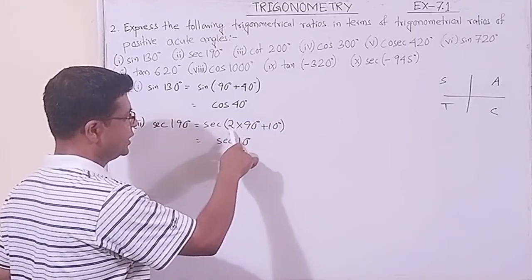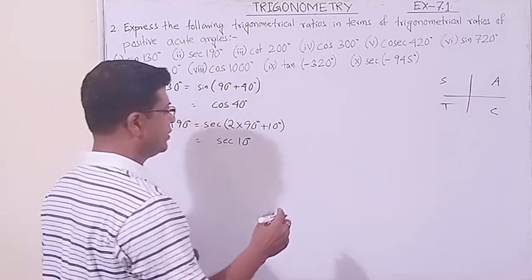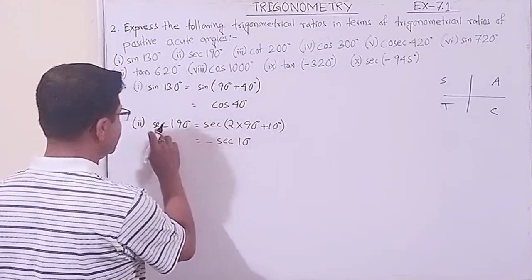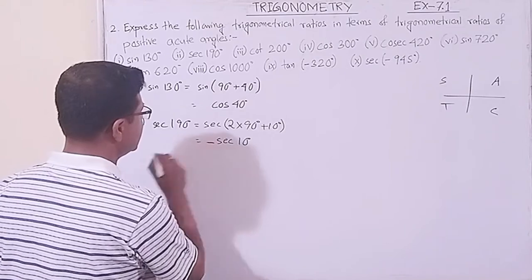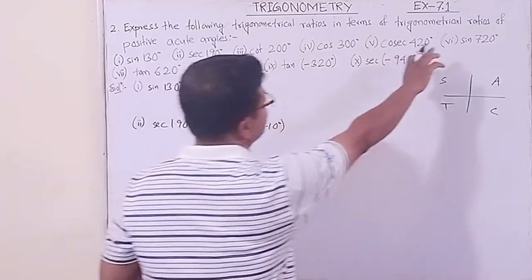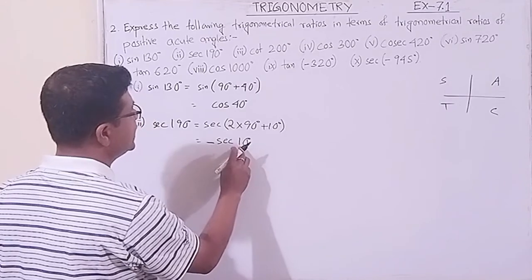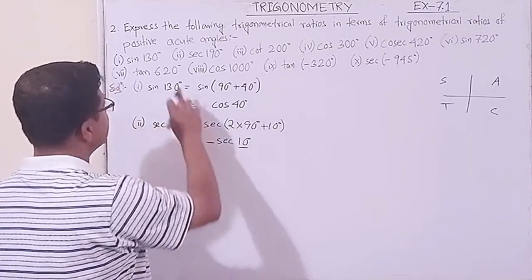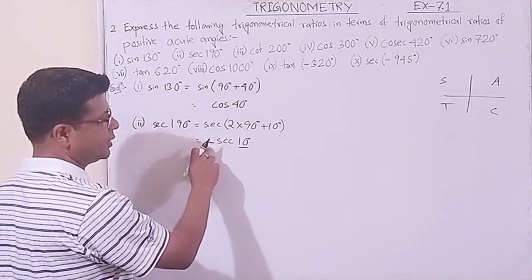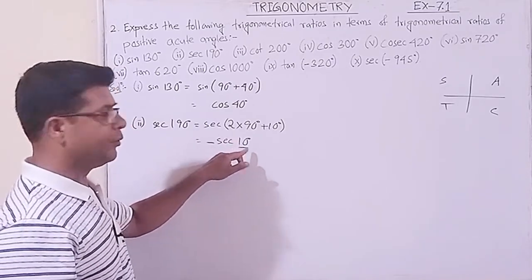This will be in which quadrant? 190, 290, then plus 10, that is, it will be in the third quadrant. In the third quadrant only tan is positive, so sec is negative, so it is minus sec 10 degrees. Here you see the question is: convert each into the trigonometric ratios of positive acute angles. These angles must be positive acute angles, not negative. This positive doesn't mean the sign must be positive, it may be positive or negative, that doesn't matter, but the included angle should be a positive acute angle.